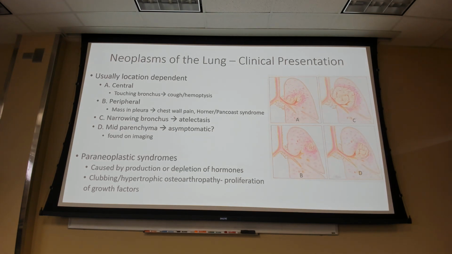All right. So the presentation is going to be based on location and whether we have any sort of mass effect. Central ones are typically touching the bronchus, so they can have cough and hemoptysis. If it's more peripheral, they may have chest wall pain, and then they can have that sulcus tumor, where you get Horner syndrome and Pancoast syndrome. You might see atelectasis on your films, and a lot of times it'll be asymptomatic.